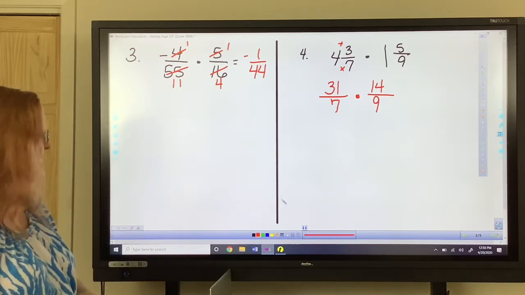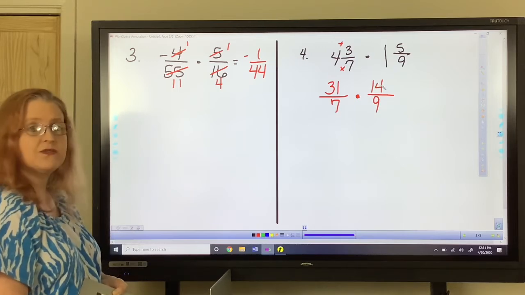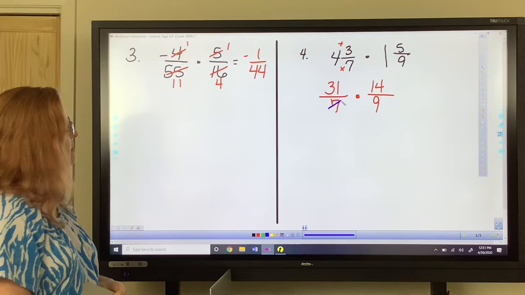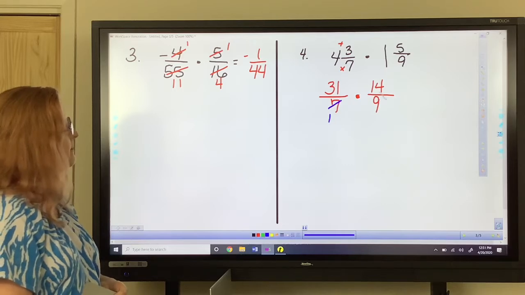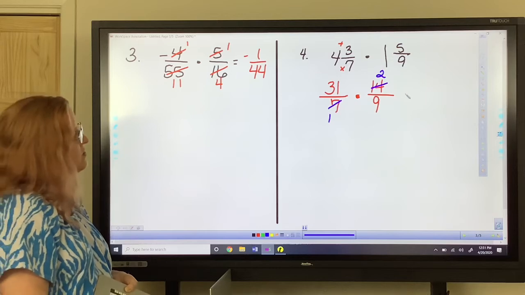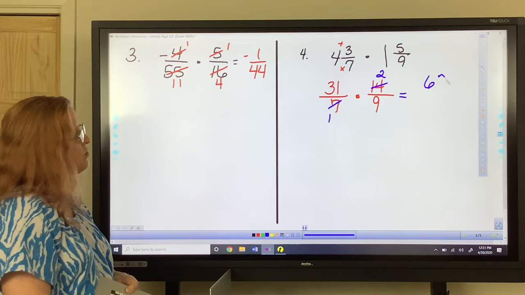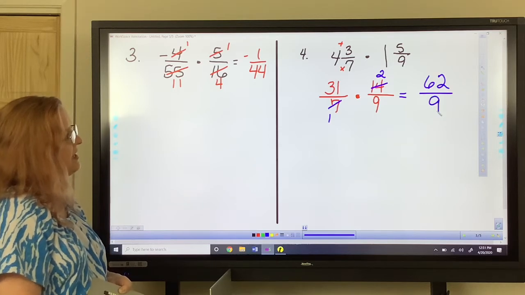Let's look and see if anything can reduce. And they can. 7 can go into 14. So I'm going to divide 7 by 7 and get 1. 14 by 7 and get 2. So then now when I multiply this, I get 62 over 9.